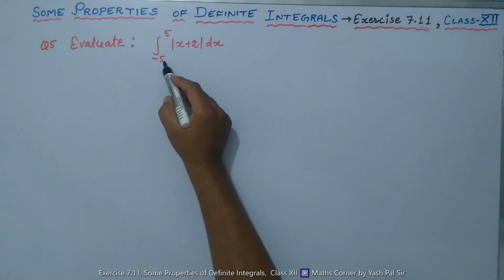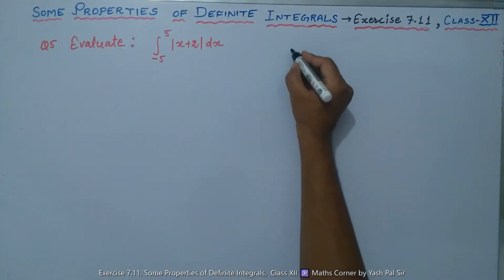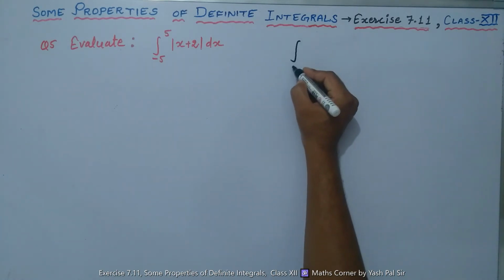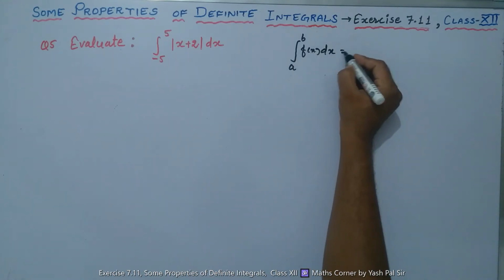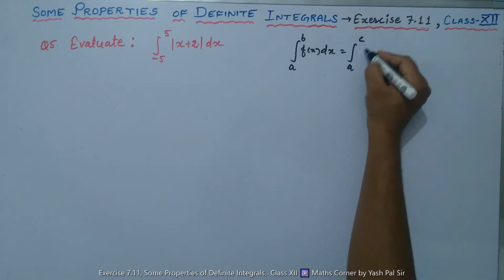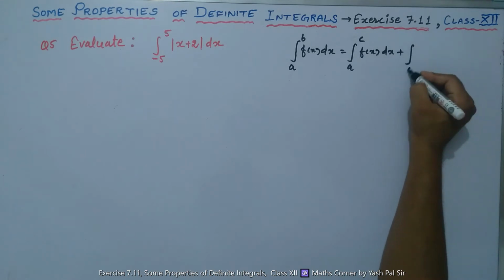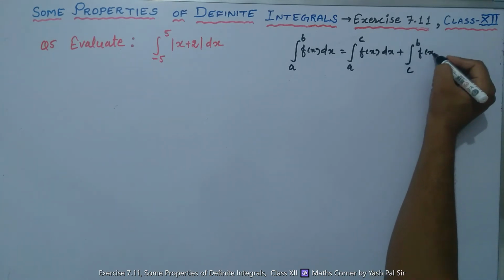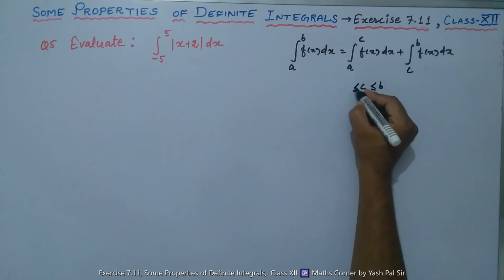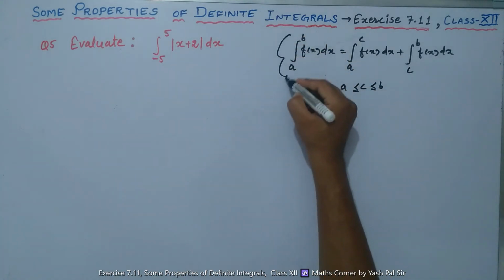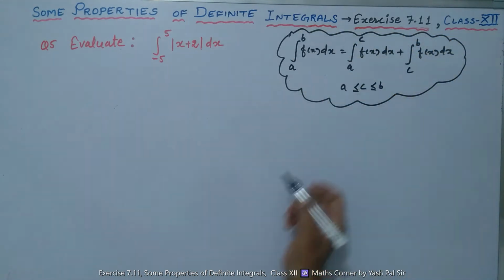Question number 5 is limit minus 5 to plus 5 mod of x plus 2 dx. Here which property we are going to follow? We know that a to b f of x dx is equal to a to c f of x dx plus c to b f of x into dx, where c is less than or equal to b, greater than or equal to a. So this is the property we shall follow in all the question of modulus type.